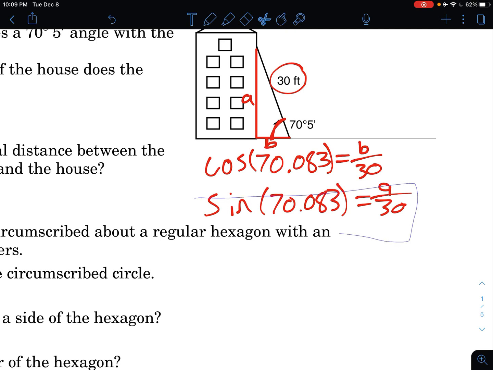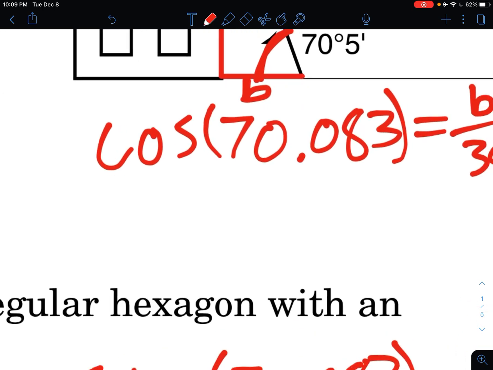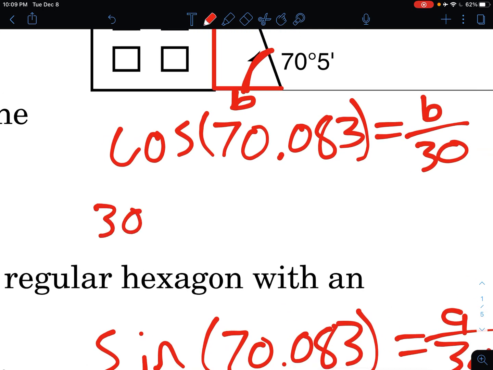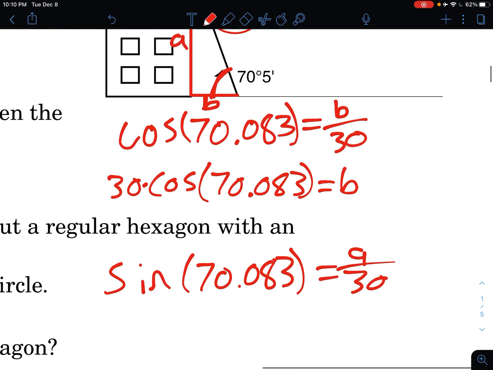So let's split these up and work on them separately. You're going to multiply by 30 to get 30 times cosine of 70.083 equals B. So 30 times cosine of 70.083 gives you, to the nearest tenth, 10.2.